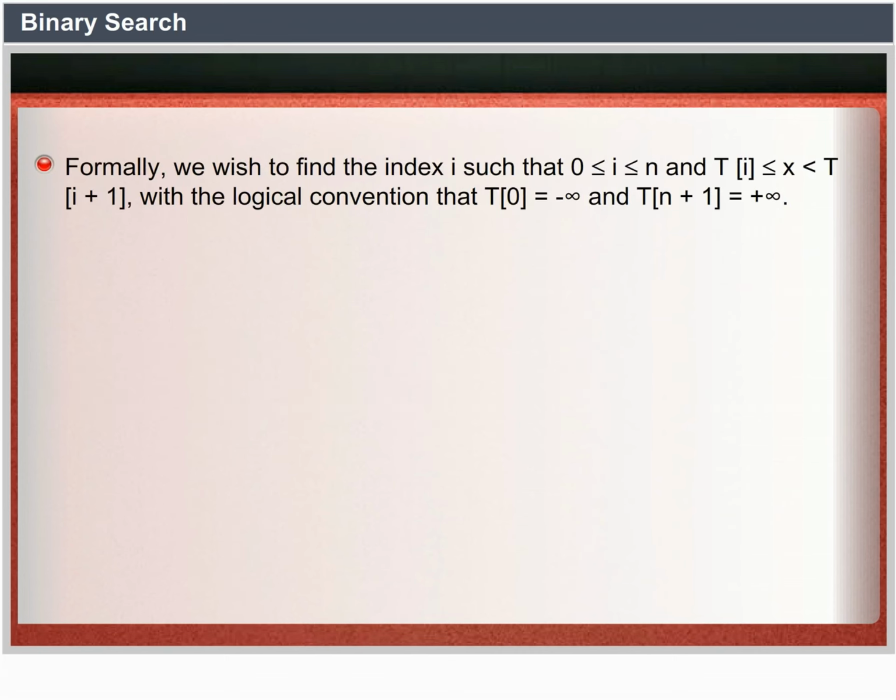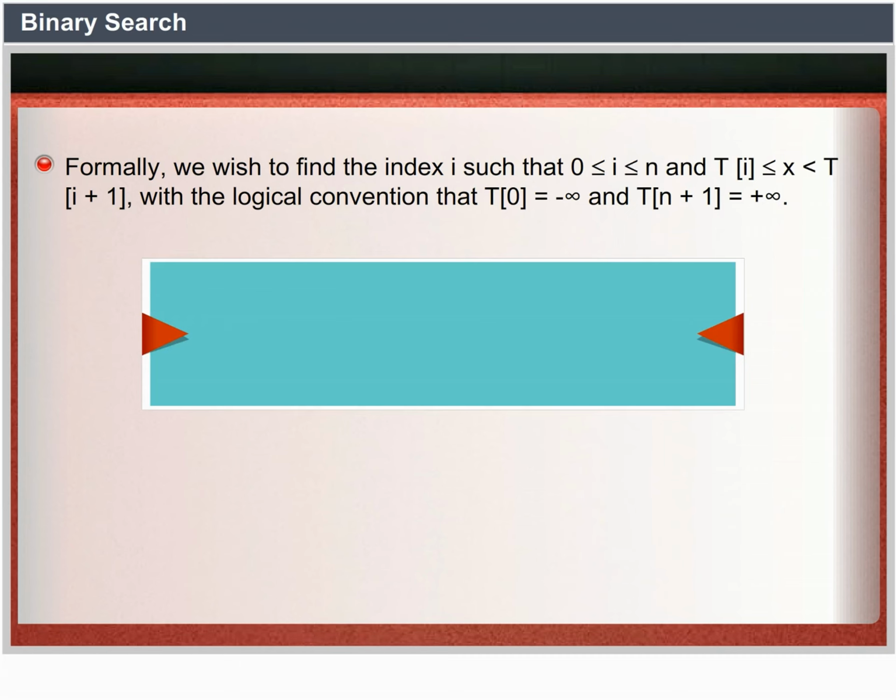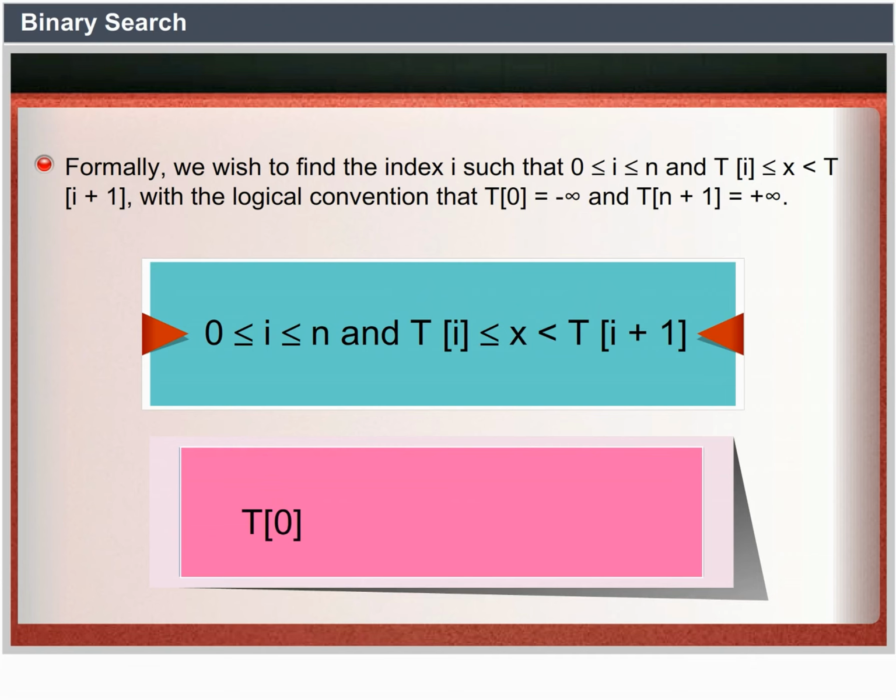Formally, we wish to find the index i such that 0 ≤ i ≤ n and T[i] ≤ x < T[i+1], with the logical convention that T[0] = negative infinity and T[n+1] = positive infinity.